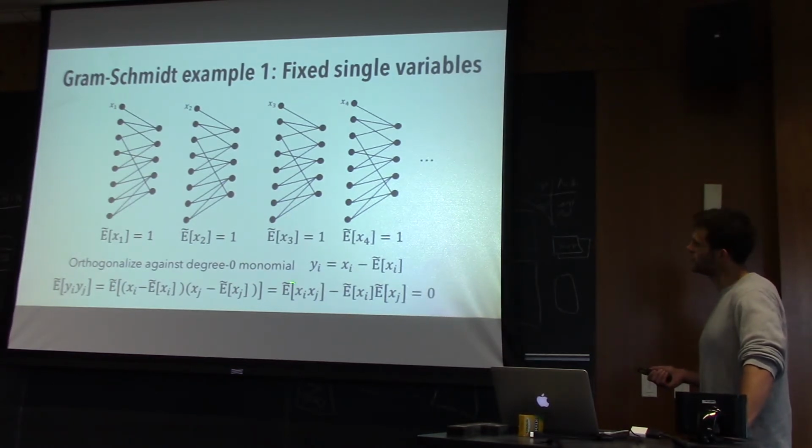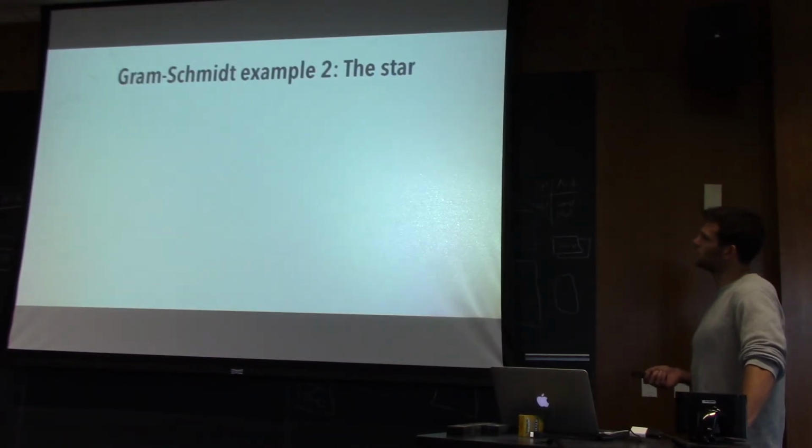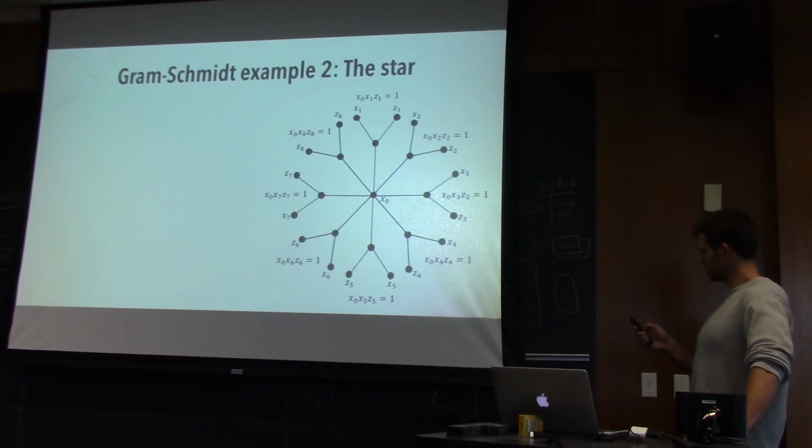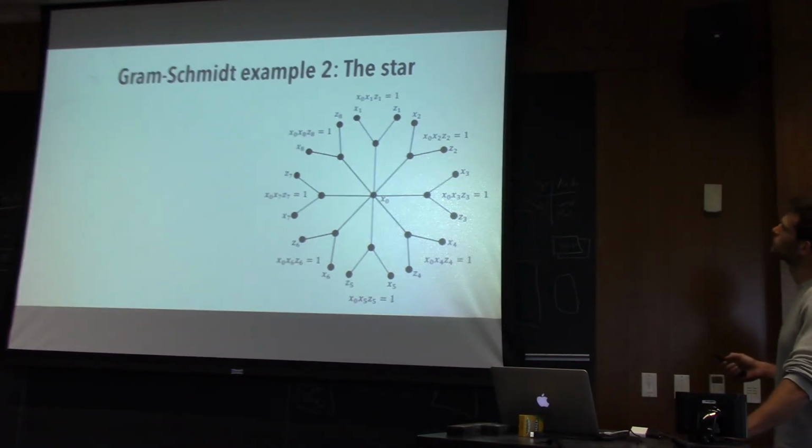Maybe you could hope that you just need to do a little bit of orthogonalization. You're very happy here because the only variable occurring in this thing is still xi, so that's fine. You can say, okay, maybe I can just deal with degree 0 and call it a day, but it's not quite true. You can look at this example, which is a star. You have one variable x0 that occurs in a bunch of different constraints, and each of those constraints has another 2 variables.